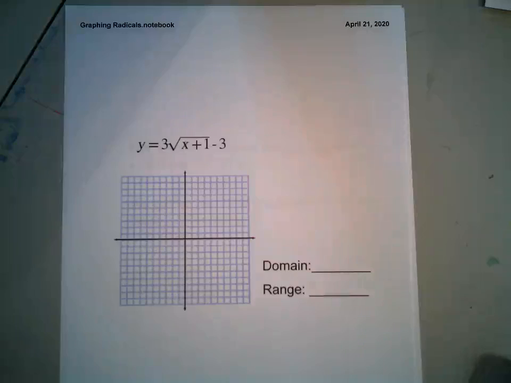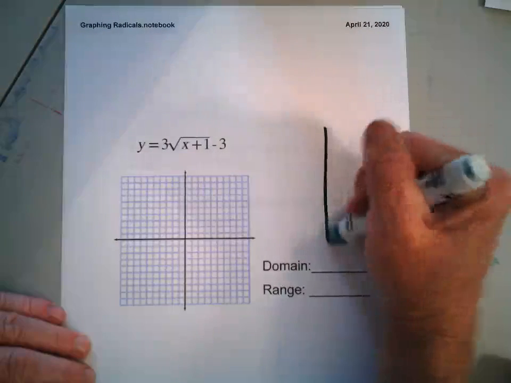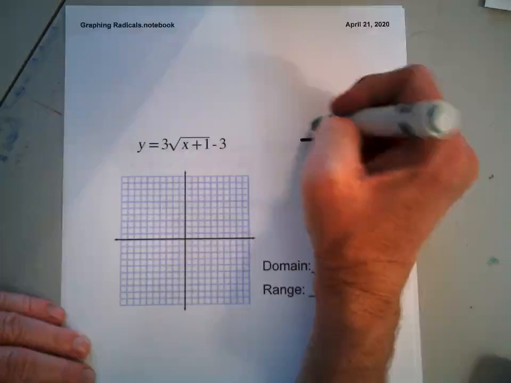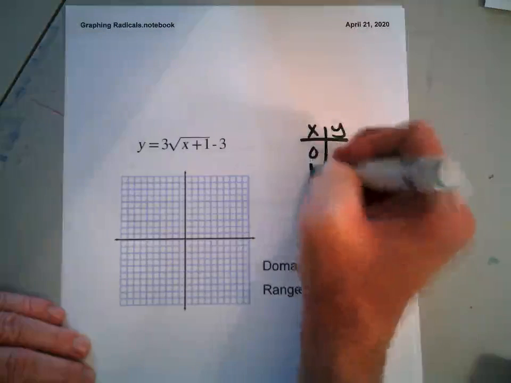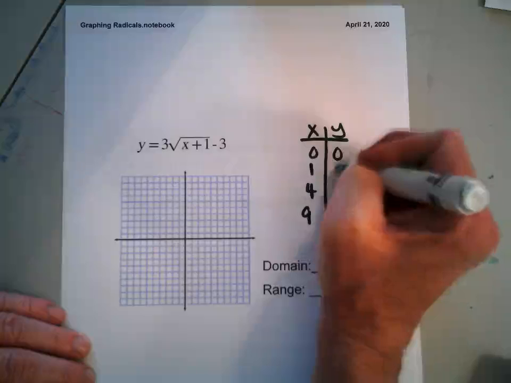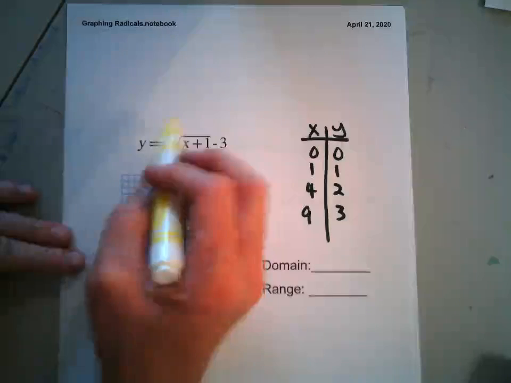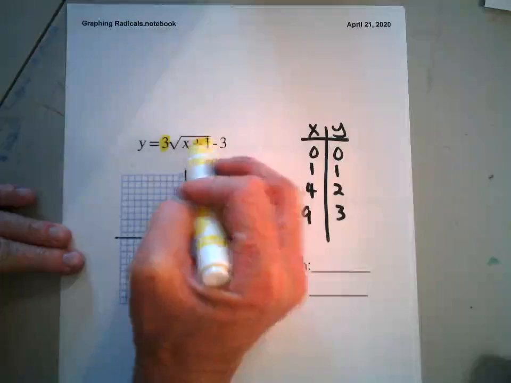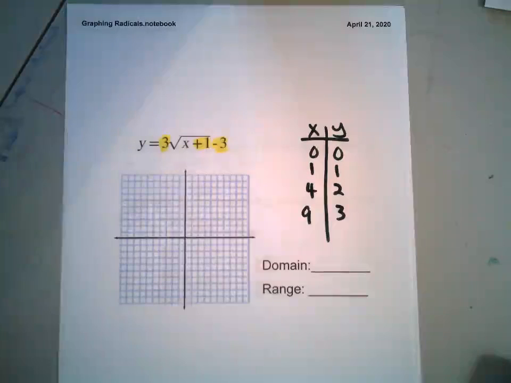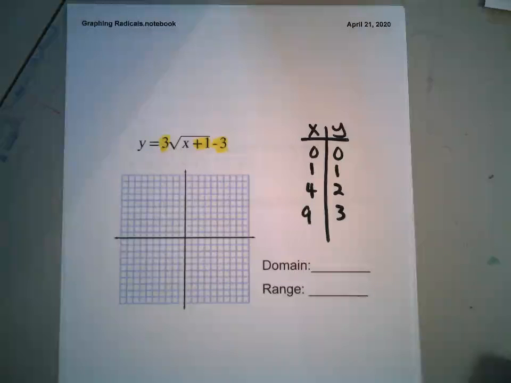All right, let's do one more. It's got a whole bunch of stuff to it. All right, basic chart. Let's look and see what we got going on up here. Got a 3, got a positive 1, got a negative 3. Those three things, there's three things happening to this problem.